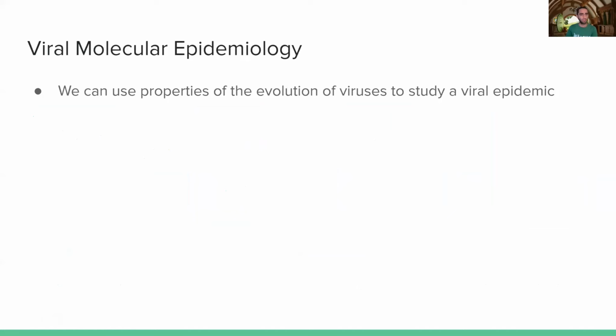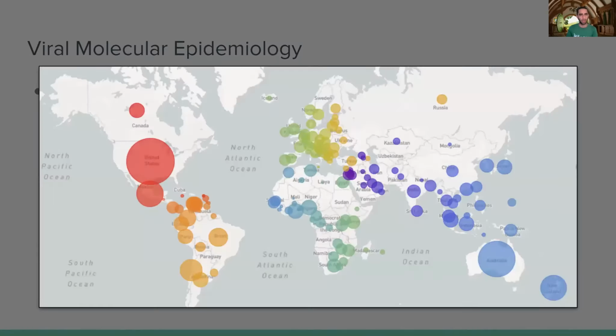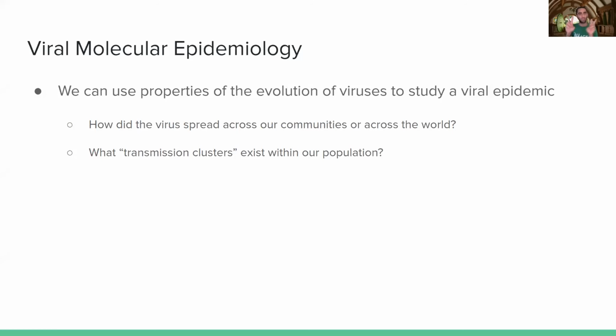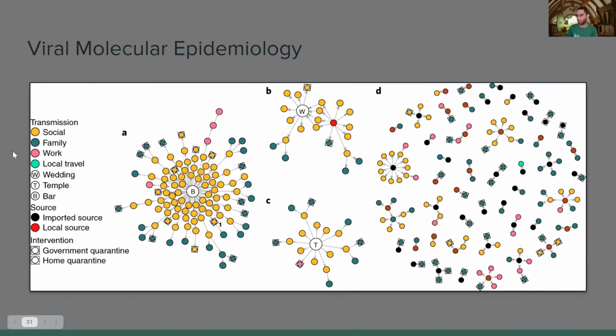So in viral molecular epidemiology, we can use properties of the evolution of viruses to study a viral epidemic. So some questions that we might ask are, how did the virus spread across the communities or across the world? So here's a screenshot from NextStrain that kind of shows the spread of the virus across the world. What transmission clusters exist within our population? So here's a figure from a paper that shows transmission networks from local outbreaks in SARS-CoV-2.